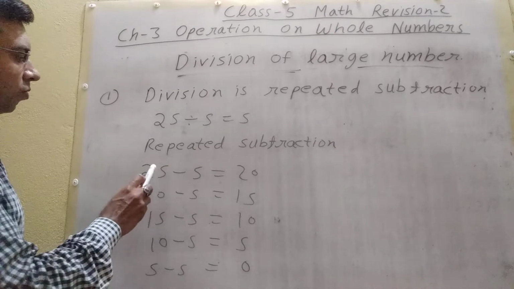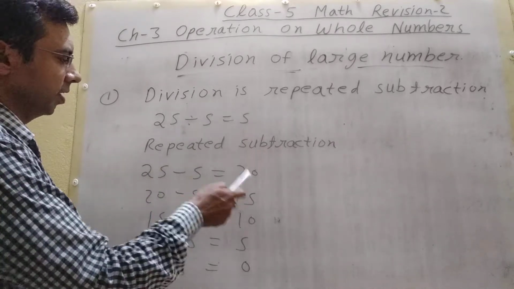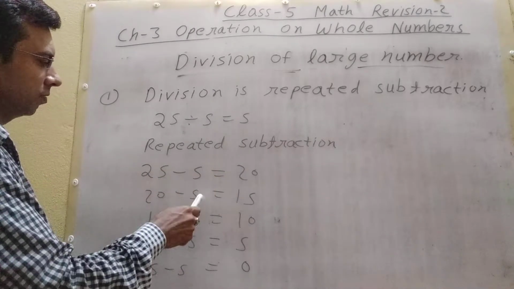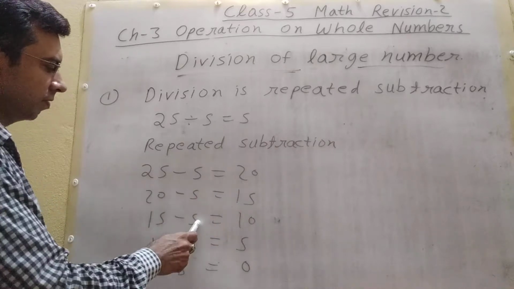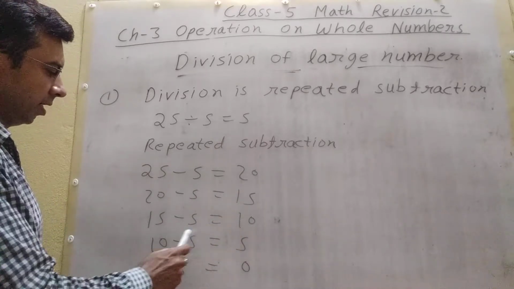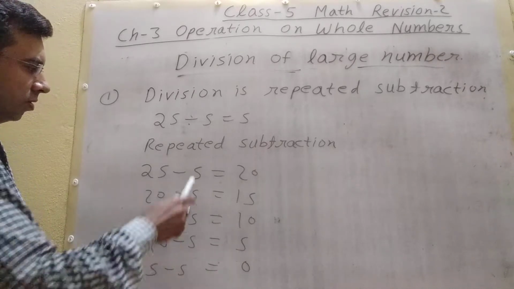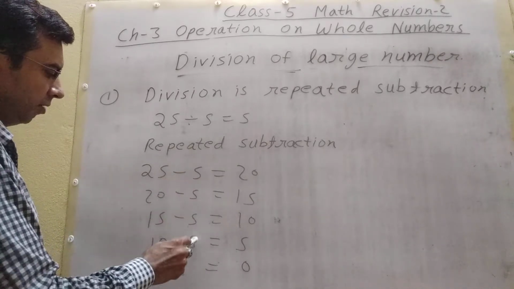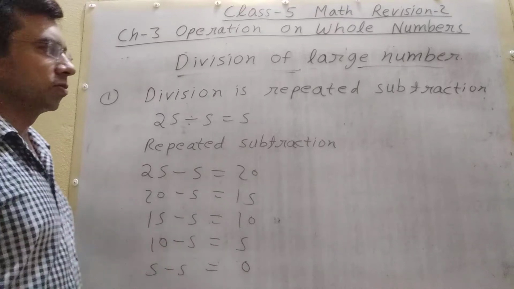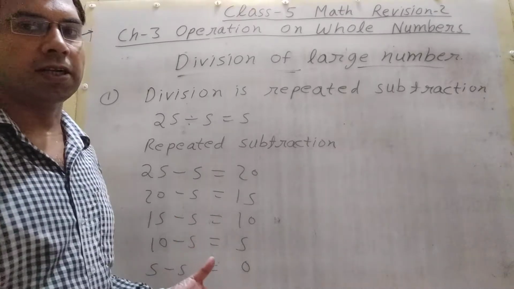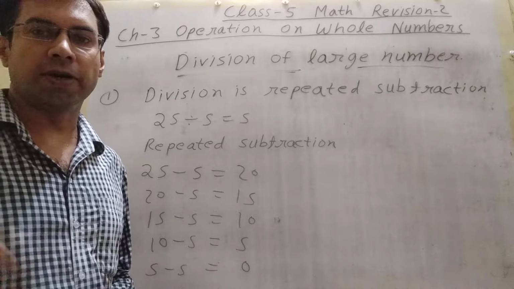See how? 25 minus 5, we get 20. Now this 20 minus 5, we get 15. 15 minus 5, we get 10. 10 minus 5, we get 5. 5 minus 5, we get 0. See, 1, 2, 3, 4, 5. So we can say that division is repeated subtraction.